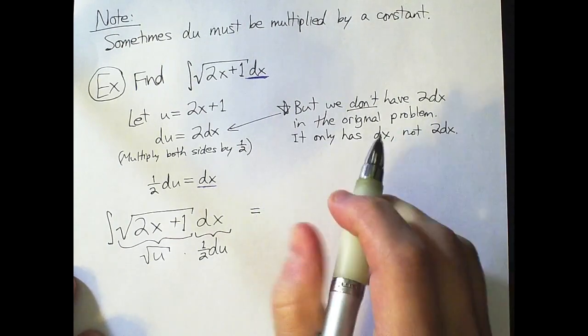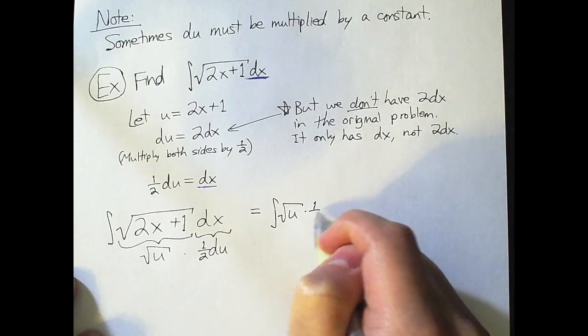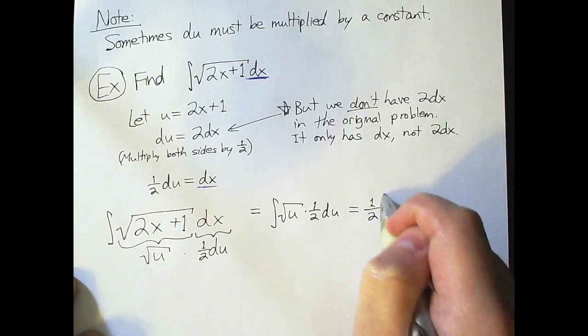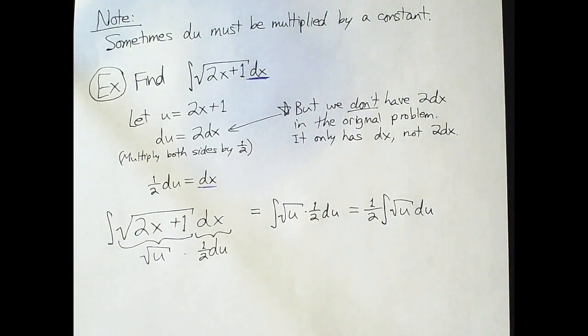Really, that 1/2, here, it's going to look like this, right? Square root of u times 1/2 du. But that 1/2 is just a constant, so we could pull it all the way out. That's probably what we should do if we're going to integrate. Just pull a constant out front.